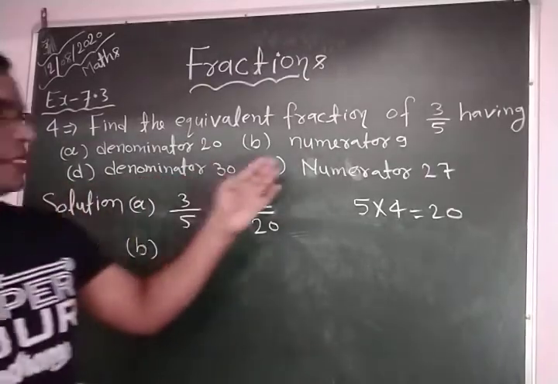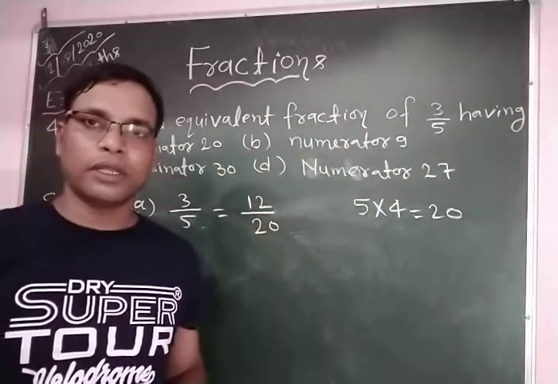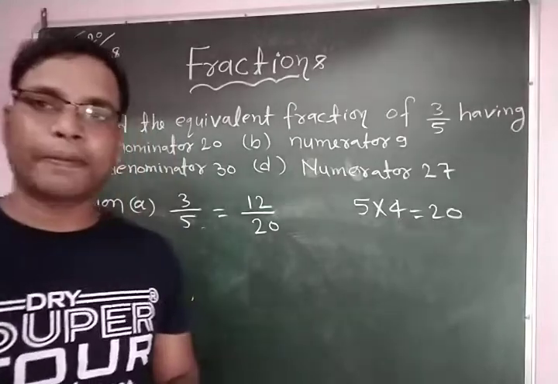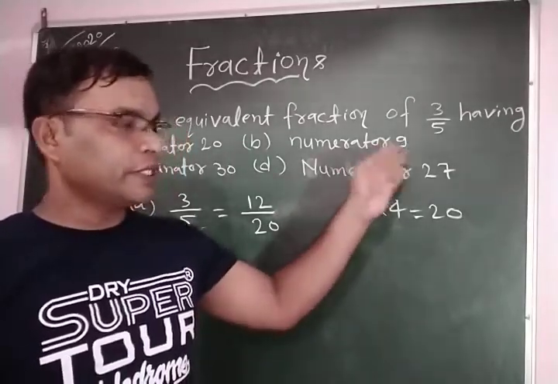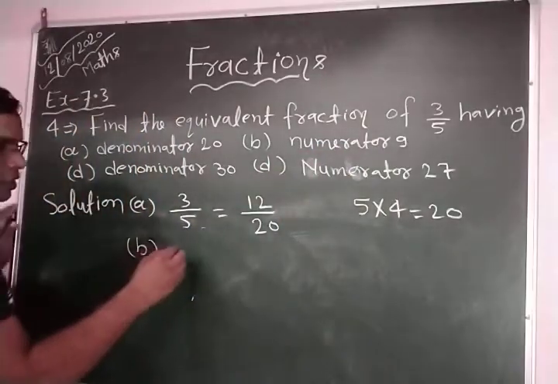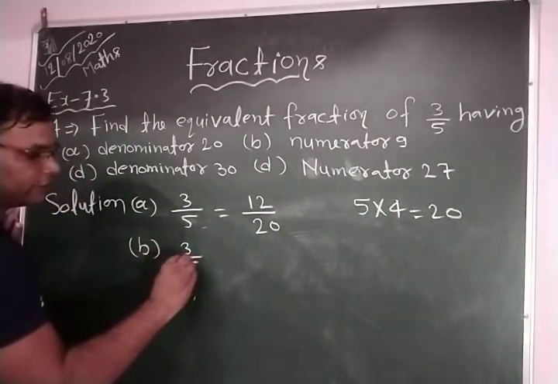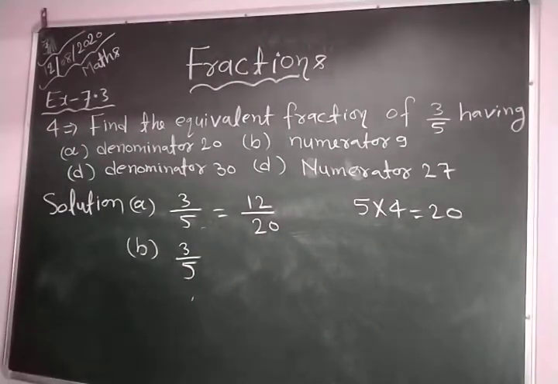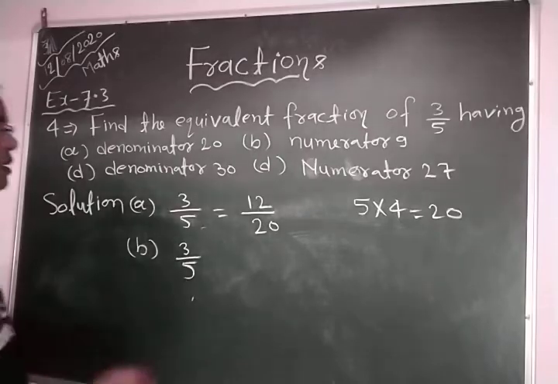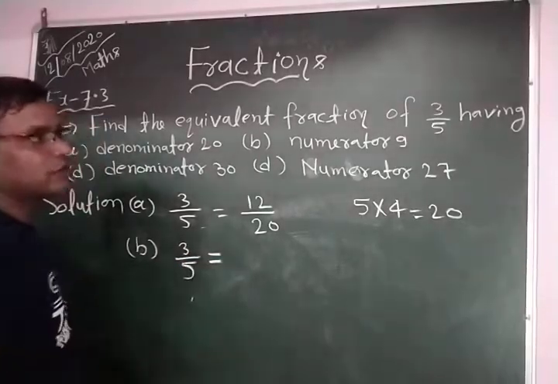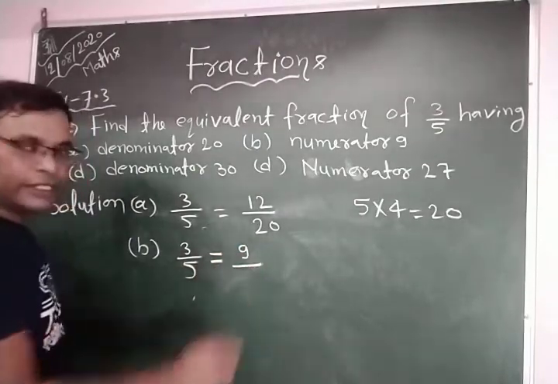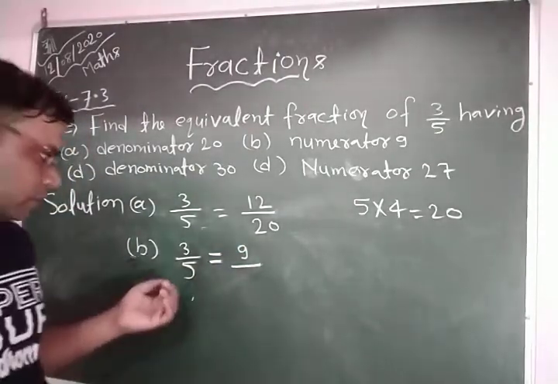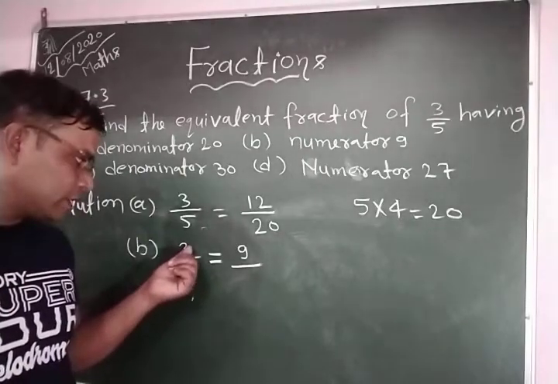B part is given here, the numerator is given as 9. Find the equivalent fraction of 3 by 5 whose numerator is 9. So here 3 by 5 is our given fraction. We find its equivalent fraction whose numerator is 9. So here this is 9. So what is its denominator? This is 3 and this is 5.